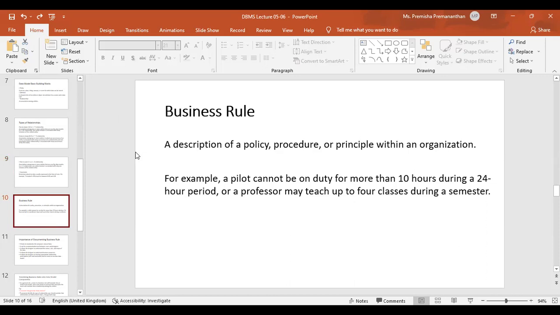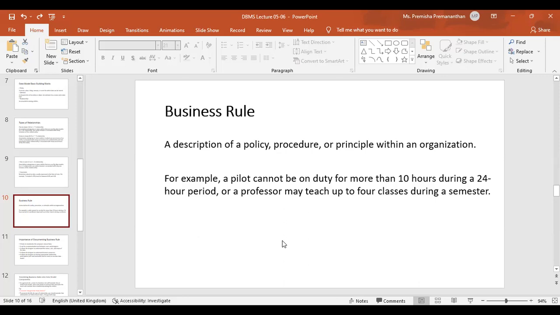So we have some business rules when it comes to the data model. Business rule means we have some policies in our organization, right? More than the entities, relationships and data types, we have some policies in our business. So we have to include those policies in the data model, right?